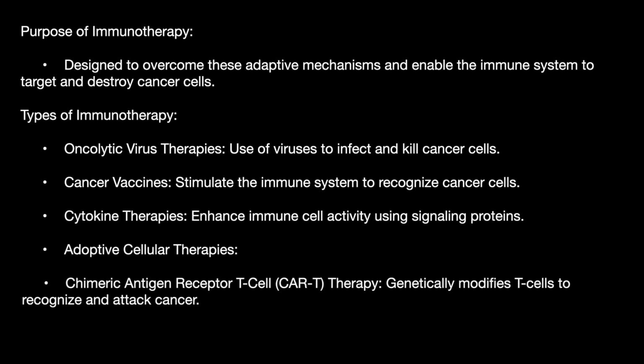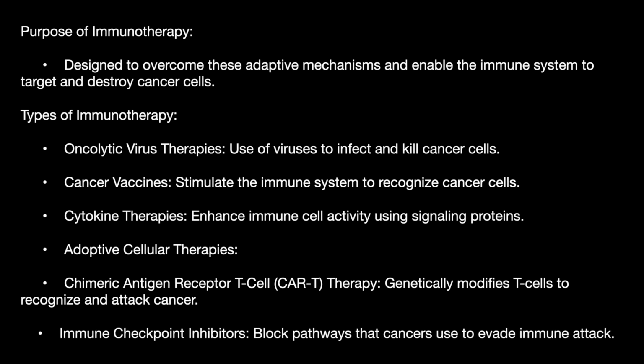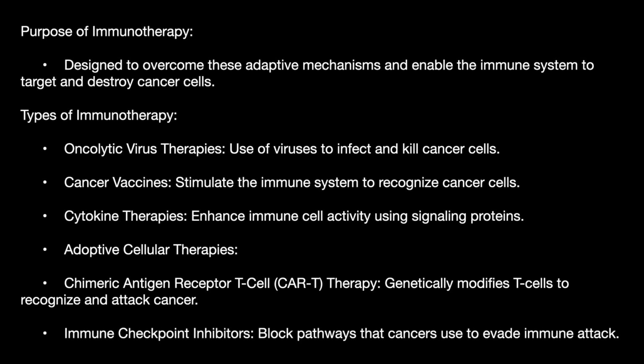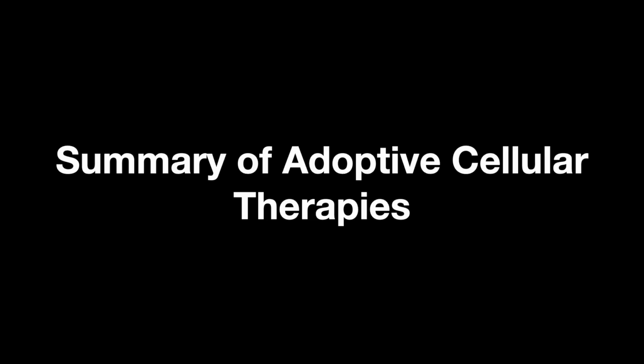Adaptive cellular therapies like chimeric antigen receptor T cell, that is CAR T cell, use genetically modified T cells to recognize and attack cancer cells. Immune checkpoint inhibitors block pathways that cancer uses to evade the immune attack.